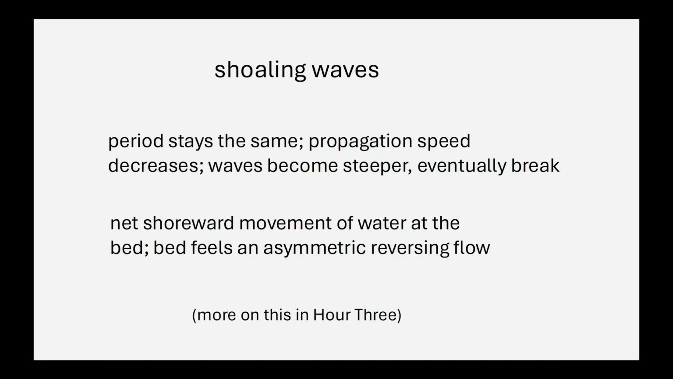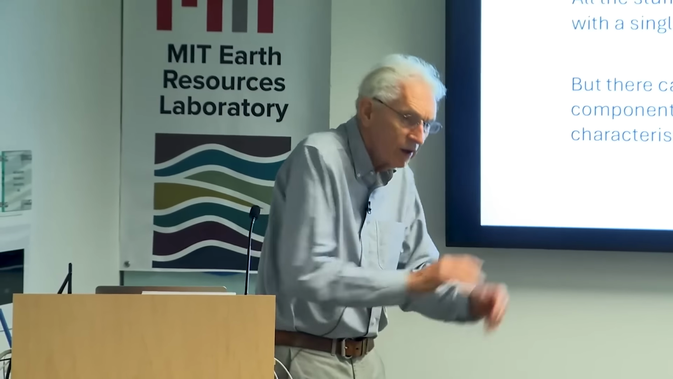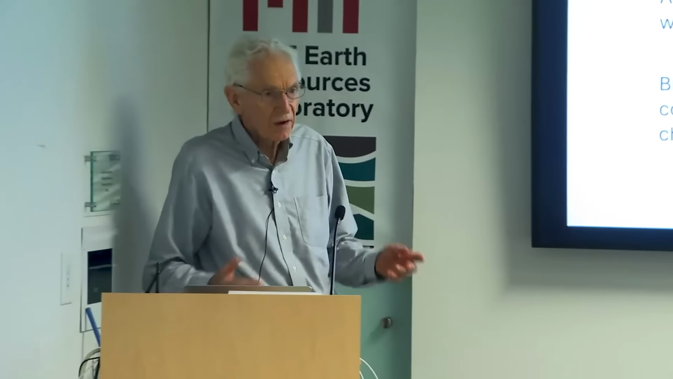And this is a business about shoaling waves that I just mentioned. We're talking about a single oscillation, a single wave. Water moves back and forth. But you can have more than one oscillatory component. There can be waves running this way and waves running this way, or maybe this way, and they superimpose on one another. They add to the effect. But they act at the same time and they make for very complicated water movements at the bottom, as you can imagine.